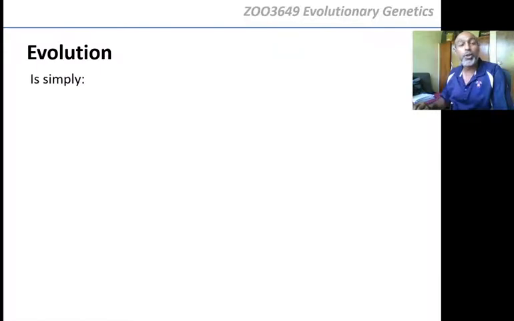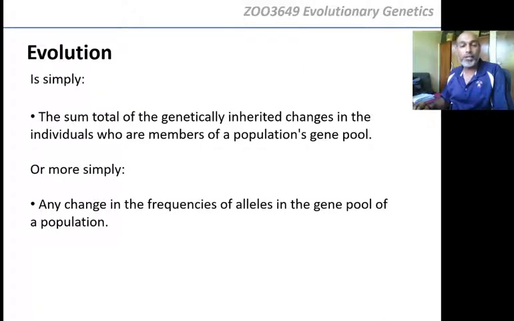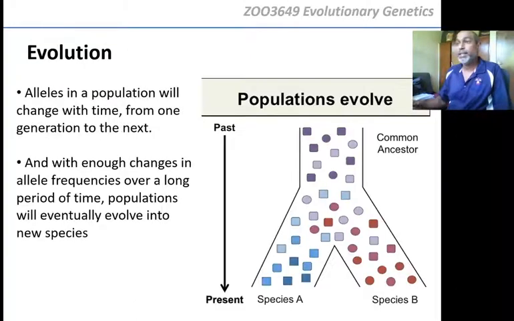Okay, so that's how we defined evolution in the first place, or quite simply, any change in the frequency of alleles in the gene pool of a population. When the frequency of the alleles changes from one generation to the next, you've got evolution.